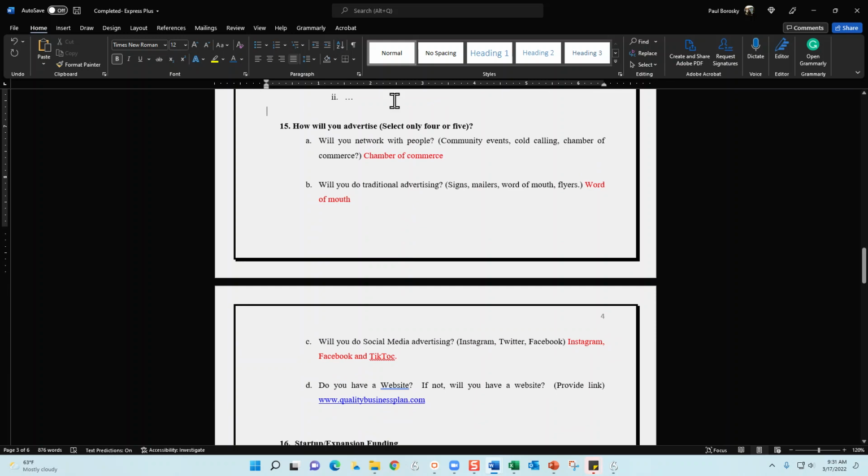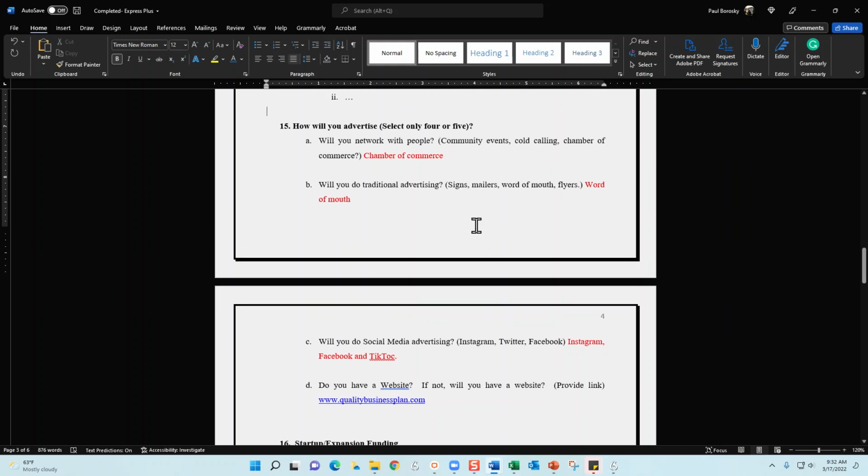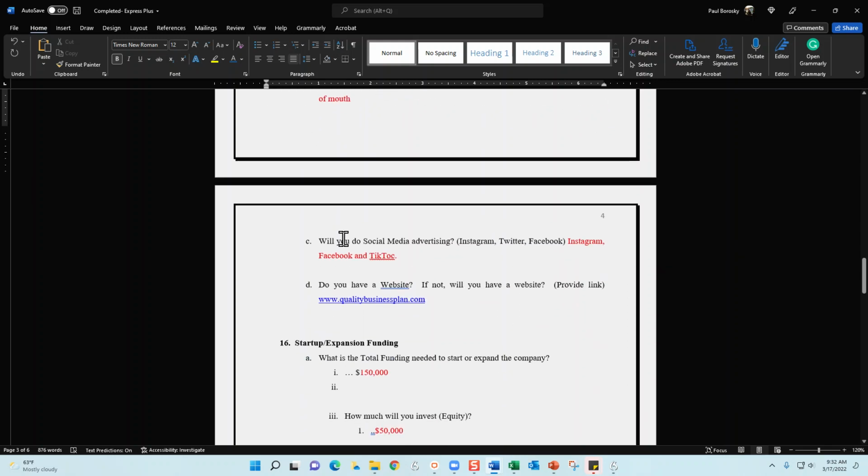All right, so we've got right here, how are you going to advertise? So I've got it broken up into a few different categories here. Networking, so if you're going to be doing networking, give me some ideas of how you're going to network, maybe the Chamber of Commerce. Traditional advertising is going to be signs out front of your location. It could be mailers, it could be word of mouth or flyers. For this example, I'm saying word of mouth. For each one of these, only give me 1 or 2 per section, and a total of 4 or 5 in totality here.